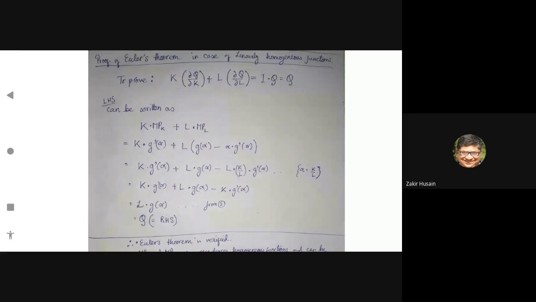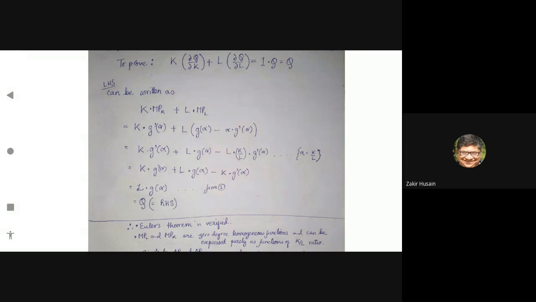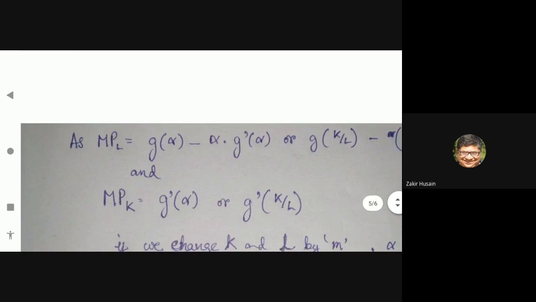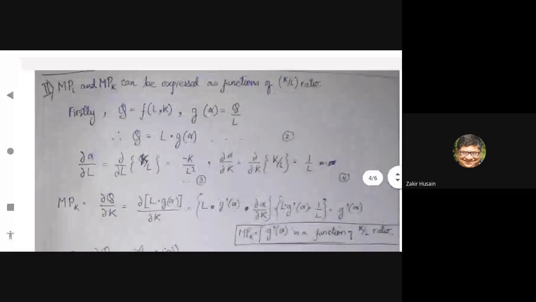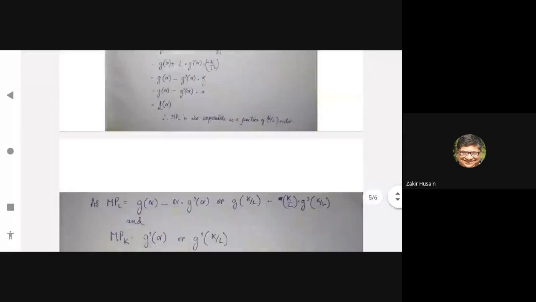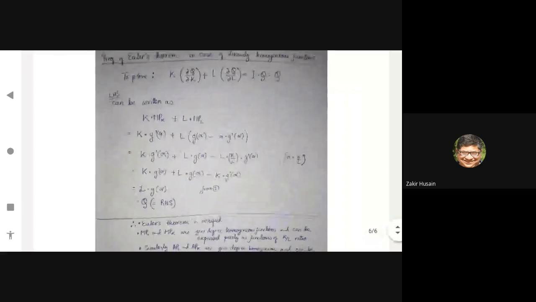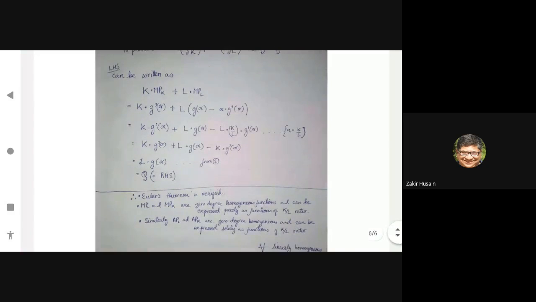এই আলফাটাকে আমি আবার লিখলাম as K by L, তাহলে কি হবে L আর নিচের L কেটে যাবে, ওটা K into g dash alpha থেকে যাবে। এবার next step এ গিয়ে ওটা কি হয়ে যাবে, K into g dash alpha আর minus K into g dash alpha, ওগুলো কেটে যাবে, আর লাস্টে থেকে যাবে L into g alpha. L into g alpha আমি আগে লিখেছিলাম, এই যে from two আমরা পাচ্ছি Q equals to L into g alpha. লাস্ট স্টেপে গিয়ে আমি কি পেলাম, Q equals to L into g alpha. Therefore আমি প্রুভ করে দিলাম যে K into marginal productivity of capital plus L into marginal productivity of labor equals to Q. তো এইভাবে Euler's theorem is verified.